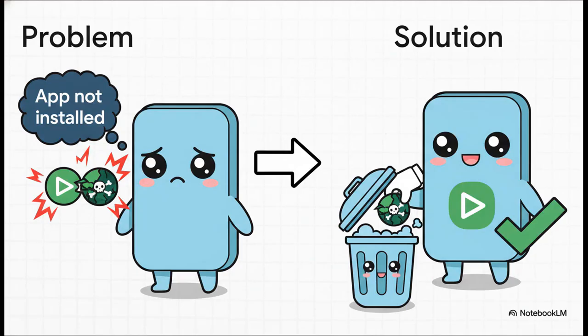9 times out of 10, this error is because of what's called a signature conflict. That's just a fancy way of saying your phone is confused because you already have another version of CapCut installed, maybe from the Play Store or somewhere else. The fix couldn't be easier. Just find and uninstall any version of CapCut that's currently on your device. Then, try installing that official APK again. I'm willing to bet that'll solve it.